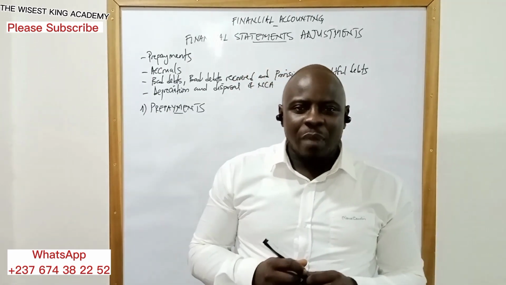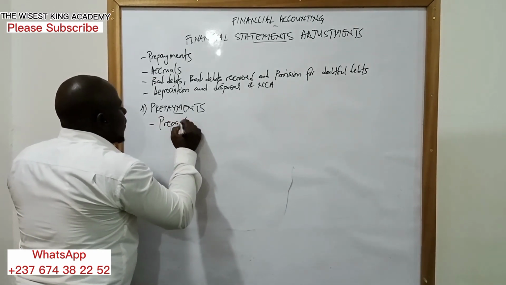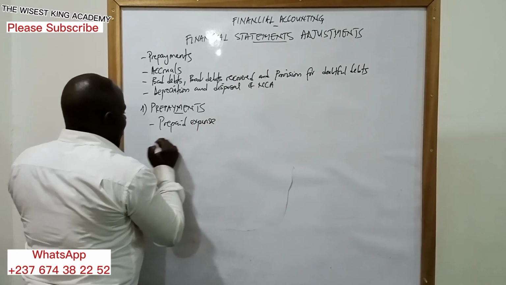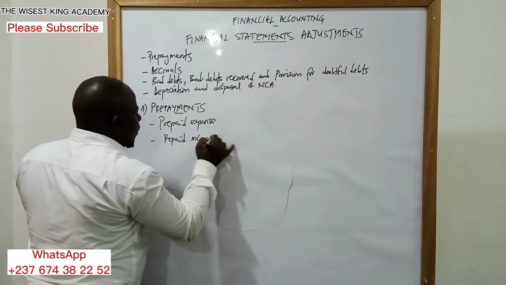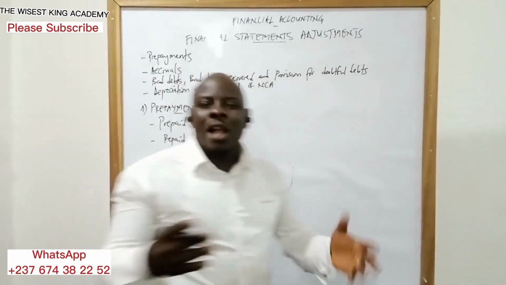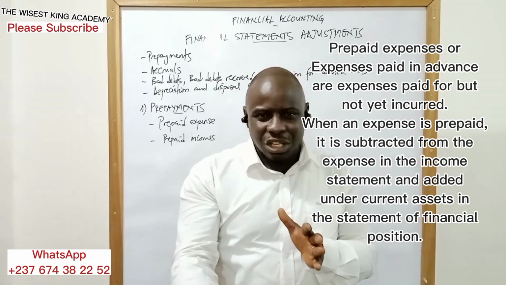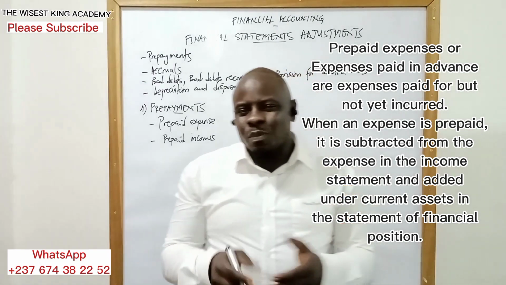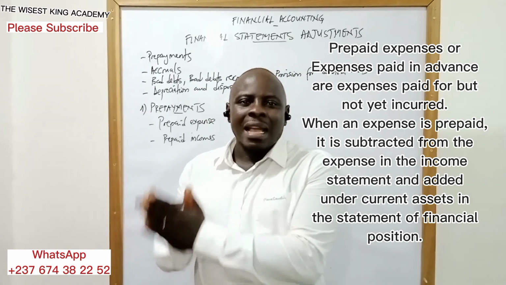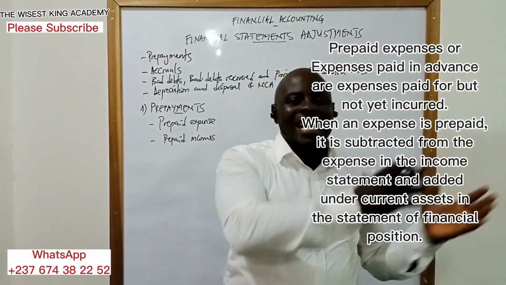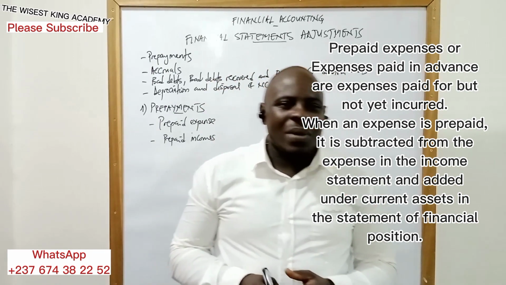Now, there are two types of prepayments. There are prepaid expenses and prepaid incomes. What are prepaid expenses? These are expenses paid for but not yet incurred. These expenses are subtracted from the expenses in the income statement and are added under current assets in the statement of financial position. Why are they actually added under current assets?